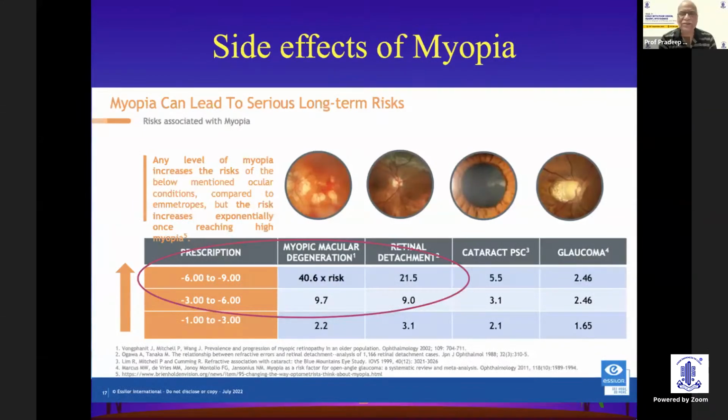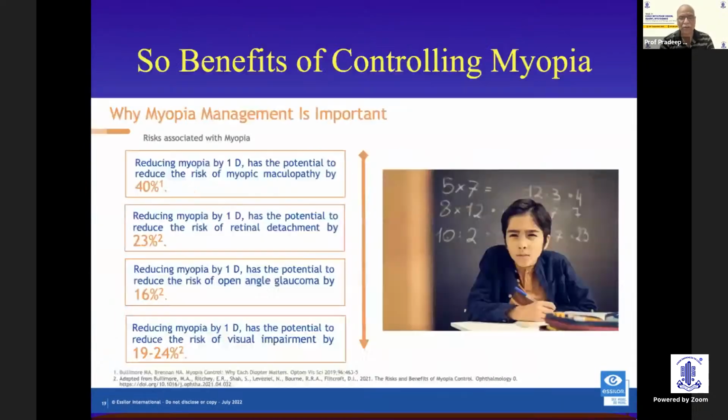Now, these are the side effects of myopia, and they become exponentially more if the power of myopia is increased. As we can see in this table, the risk of myopic macular degeneration is almost 40 times in -6 to -9 diopters, retinal detachment 21.5, and if it is lessened by, let's say, 3 diopters, the risk can be reduced by 1/4 or 1/3. And if they can contain it to low myopias, then the risk is very negligible, or as much as for a normal person. So these are the benefits of controlling myopia that we have to be thinking about.